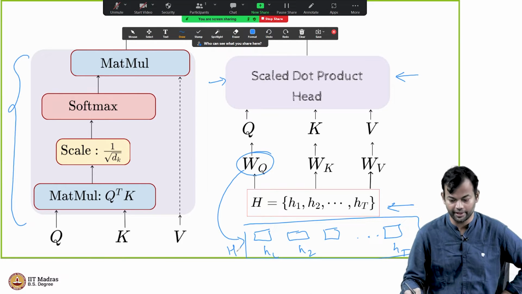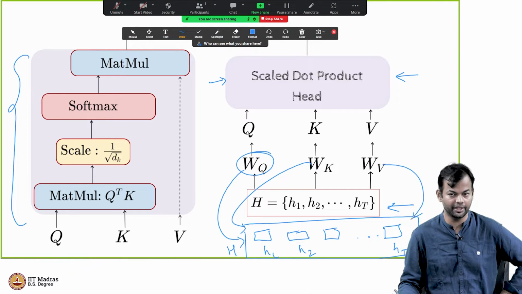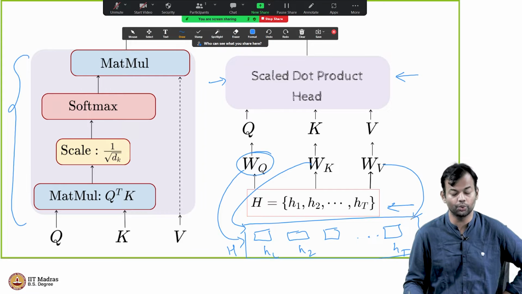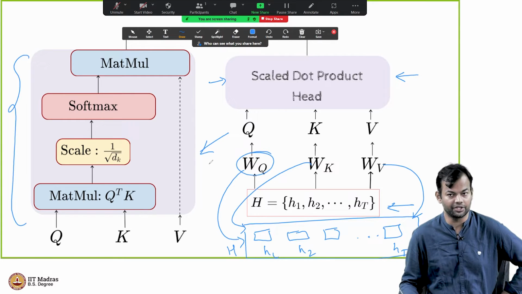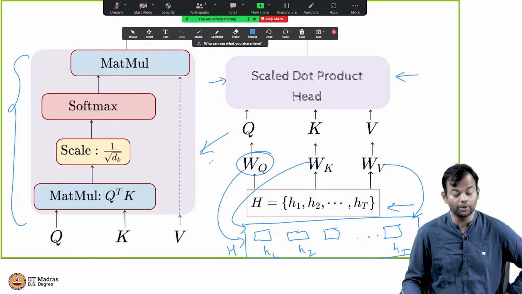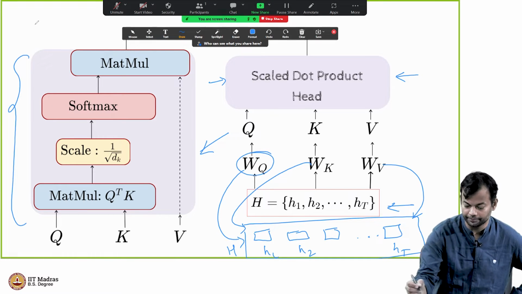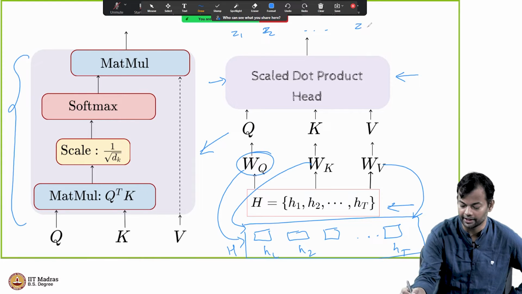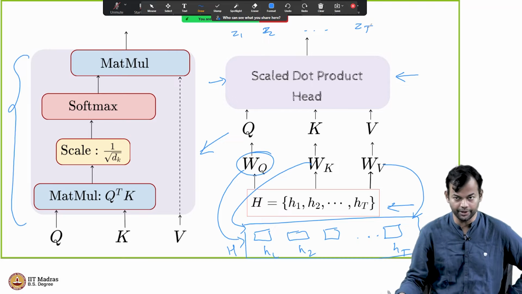Then you get the Q matrix. Similarly, WK multiplied by this gives you the K matrix, and WV multiplied by this gives you the V matrix, right? All of this happening in parallel as three matrix operations. Then you get the Q, K, V, and then this is what happens inside the self-attention head. And at the output, what do you get? You get Z1, Z2, all the way up to ZT, right? So this is what we had seen when we ended the last lecture.